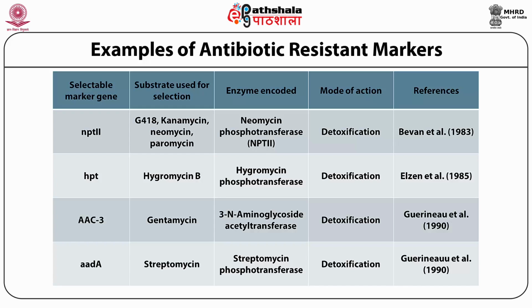Another gene very commonly used is HPT, which produces hygromycin phosphotransferase. This enzyme detoxifies the antibiotic hygromycin, which is used in the selection medium. There's one more, AAC3, which codes for 3-N aminoglycoside acetyltransferase, which detoxifies gentamicin. And similarly, AATA, streptomycin phosphotransferase. This enzyme detoxifies the antibiotic streptomycin.